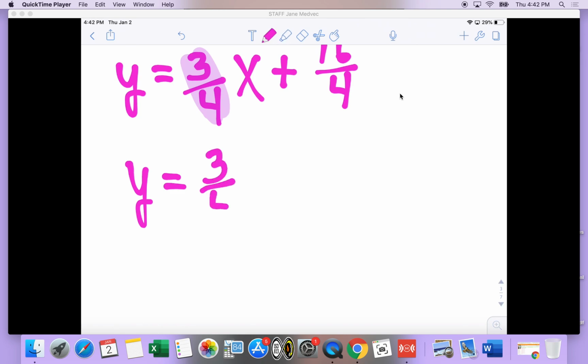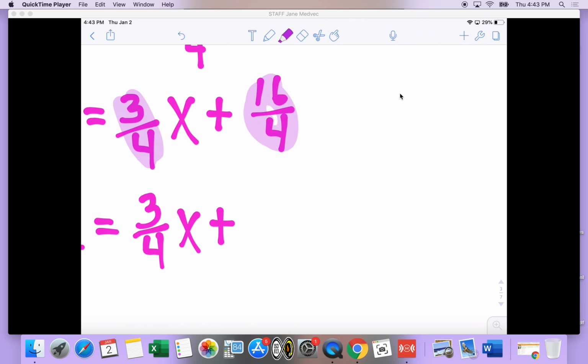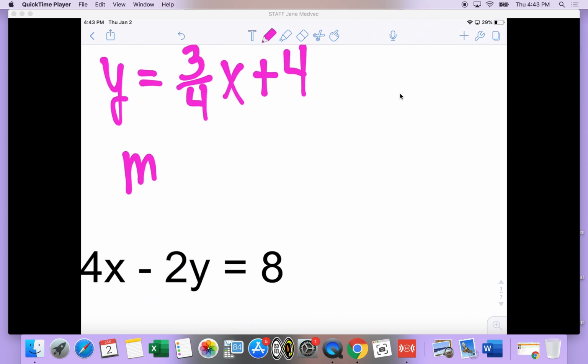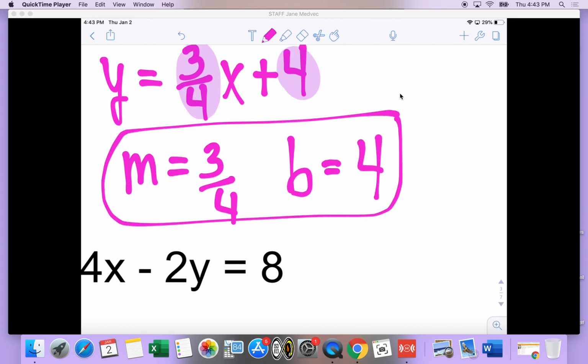So I'm going to leave that as 3/4 x, and I'm going to write a plus. And then these two can be reduced, and it could be a decimal, because that is my y-intercept. So I'm going to go ahead and divide 16 by 4. That gives me 4. Now I can pull out my m. My m is 3 over 4, because again, it's the number in front of the x. And my b is the number that sticks out right here. You're going to notice it's positive, so it's going to be 4. So that's my slope and my y-intercept.